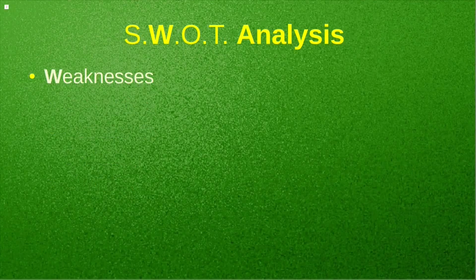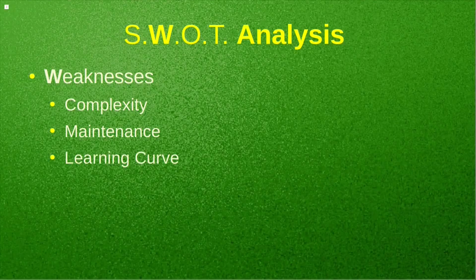W, Weaknesses. Complexity: the pattern introduces additional complexity in the code base. Implementing an abstract factory requires creating multiple interfaces and concrete classes, which can increase the code's complexity. Maintenance: the number of classes and interfaces can grow significantly, making the system harder to maintain and understand. Learning curve: developers need to have a good understanding of the pattern to implement and maintain it correctly, which can be challenging for those new to design patterns in C++.